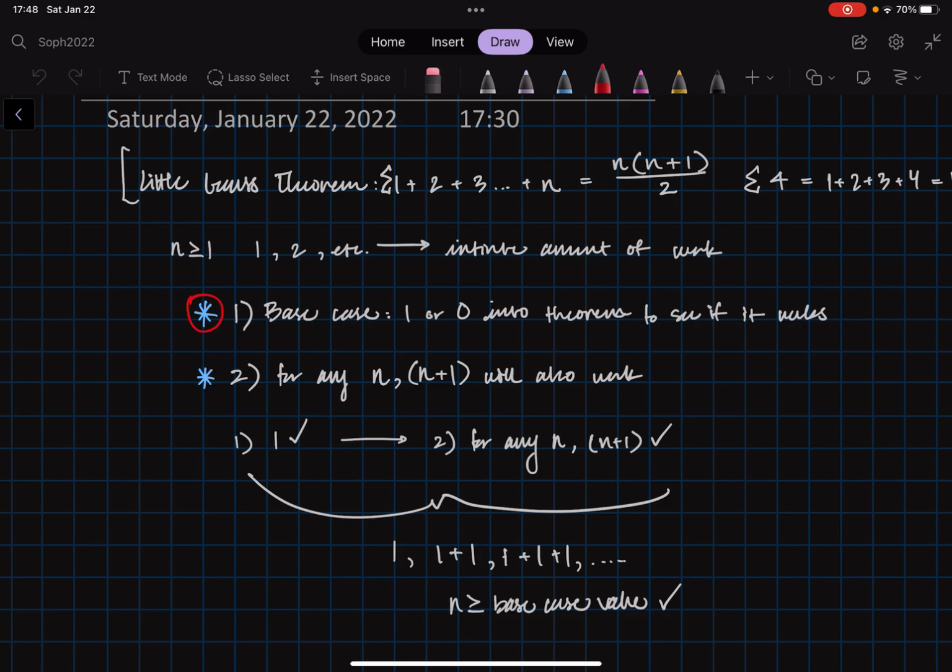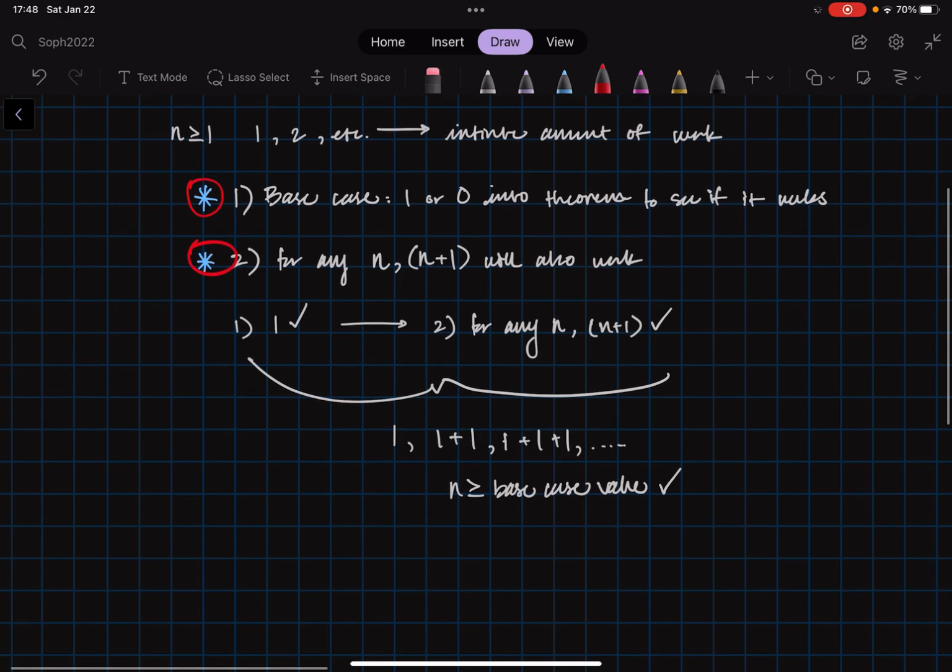And in step 2, you prove that for any generic number n, n plus 1, aka the next number, will also work. And if you prove step 2 and step 1, you prove that any n value greater than or equal to the base case works for the theorem, without having to do an infinite amount of work.